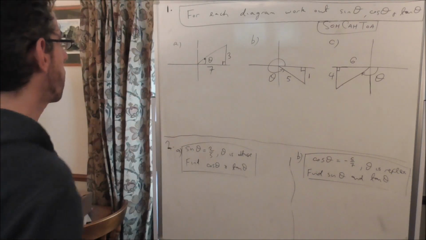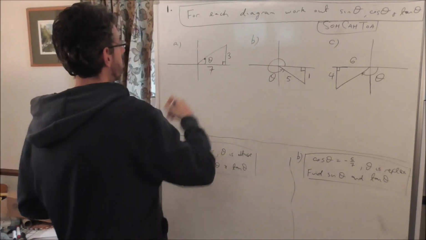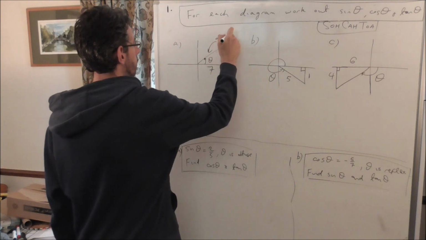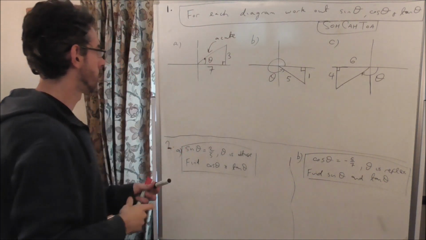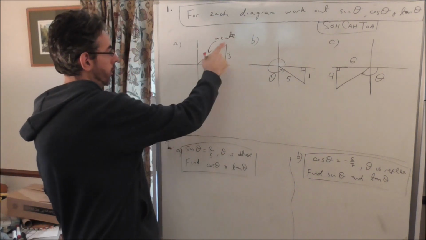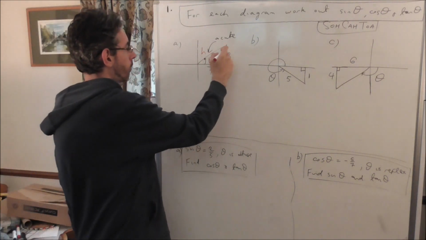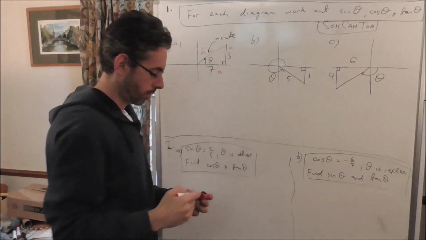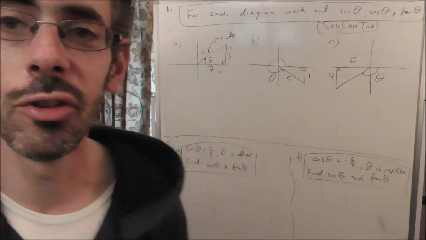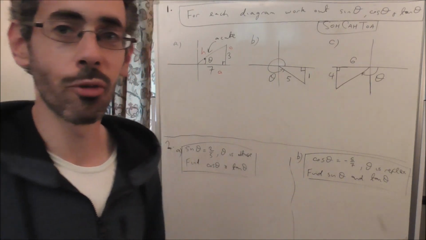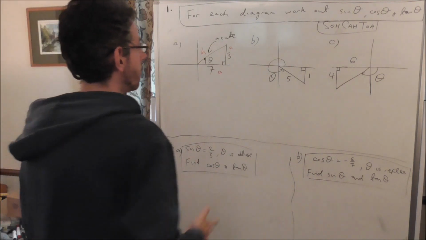So if you look at the first one, over here, it's an acute angle. It's just in the first quadrant, it's acute. But I haven't given you the hypotenuse. It's unknown for the moment. The opposite side is 3 and the adjacent side is 7. So let's work out the hypotenuse using Pythagoras, and then we'll be able to write down sine theta, cos theta and tan theta using SOHCAHTOA.